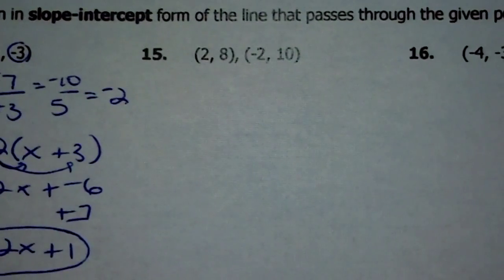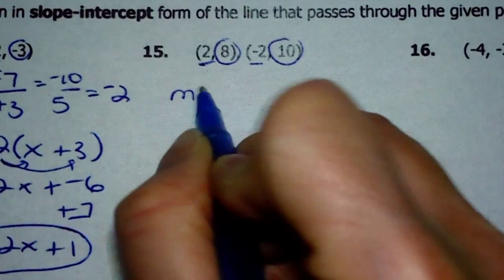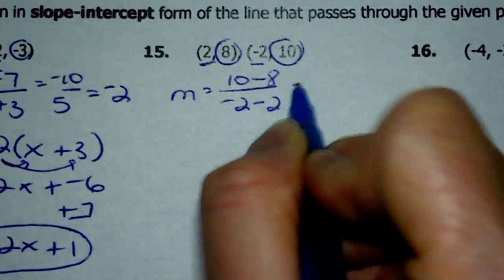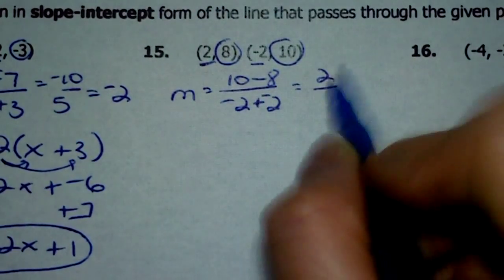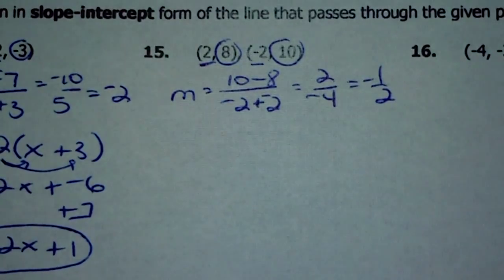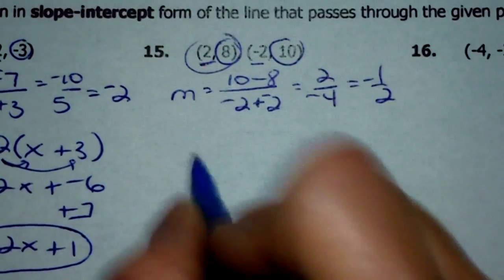All right, so here we go. Number 15, same thing. Underline, underline, circle, circle. To find my slope, y2 minus y1 over x2 minus x1. So 10 minus 8 is 2. Negative 2 plus negative 2 is negative 4. That means my slope is negative 1/2. Negative 1/2. All right, I'm going to use the first ordered pair.